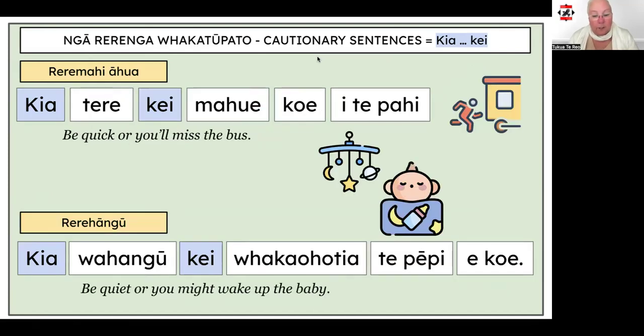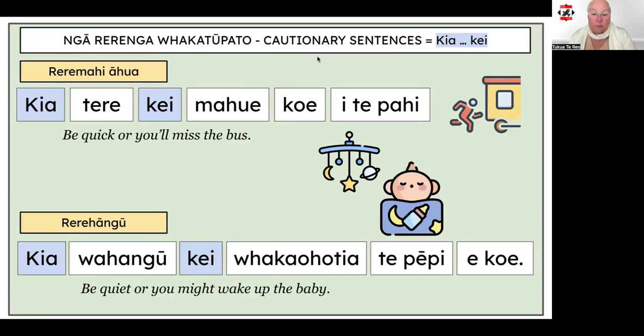Here's some more examples for you using different sentence structures. Reremahi āhua and rerehāngū, which we've already covered in playlist number 7. The first one uses a stative sentence, reremahi āhua. Kia tere kei māhui koe i te pahi. Māhui is a tūmahi āhua or stative verb. The literal translation is, be quick in case you are left behind by the bus. In natural English, be quick or you'll miss the bus.